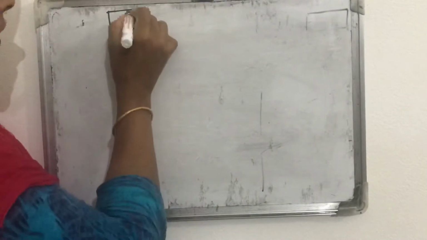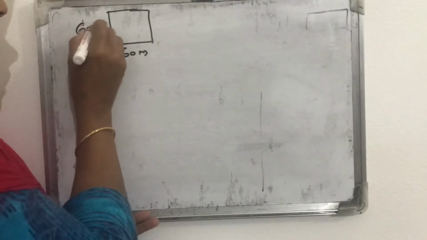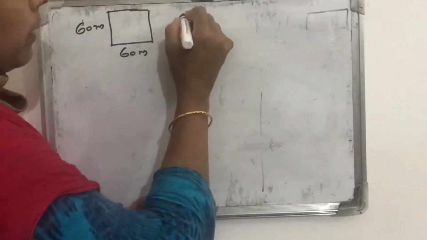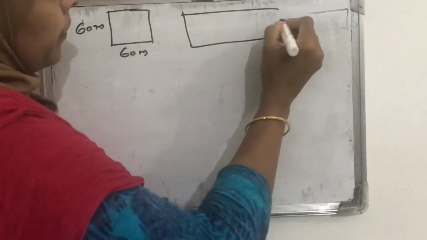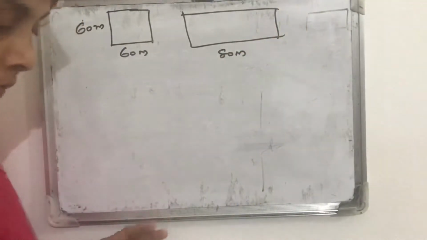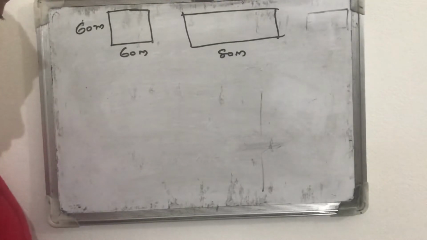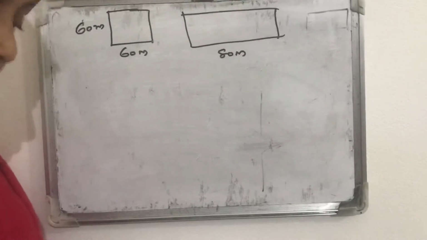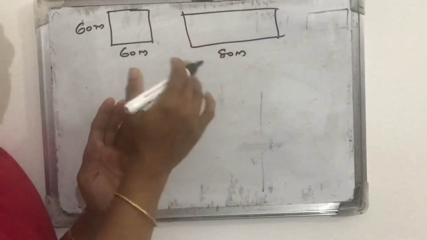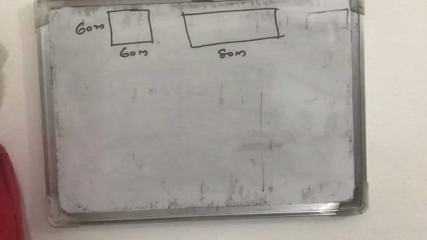Its measure is given. One side is given as 60 meter, so the other side will also be 60 meter as it is a square. Next one is a rectangle, and its length is given as 80 meter and the breadth is not given. In this question, the square and the rectangular field with measurements given in the figure have the same perimeter. Then which field has a larger area, that we want to find out.